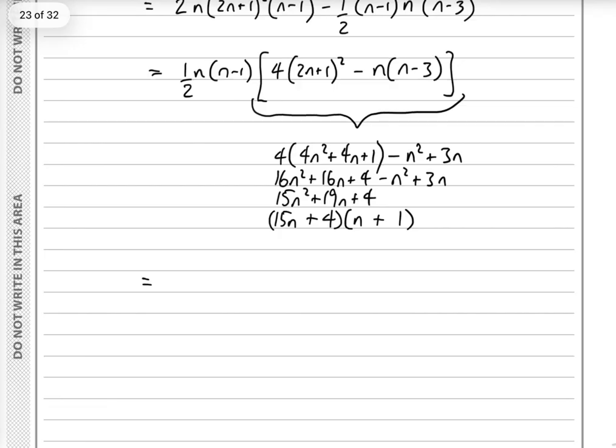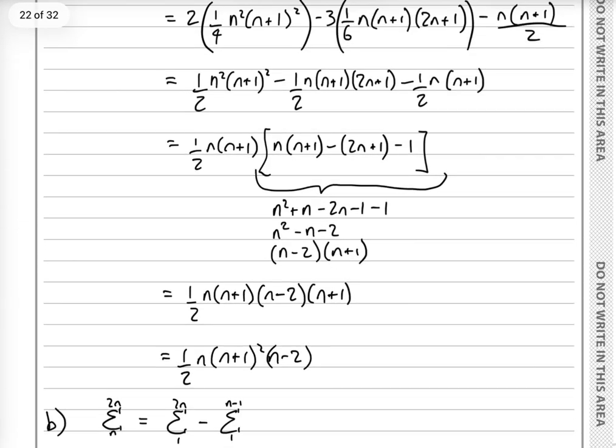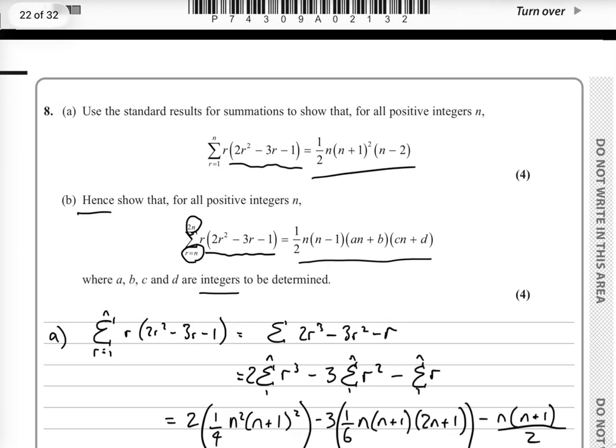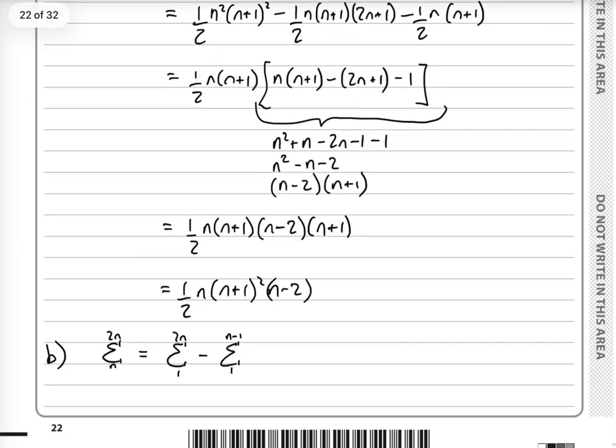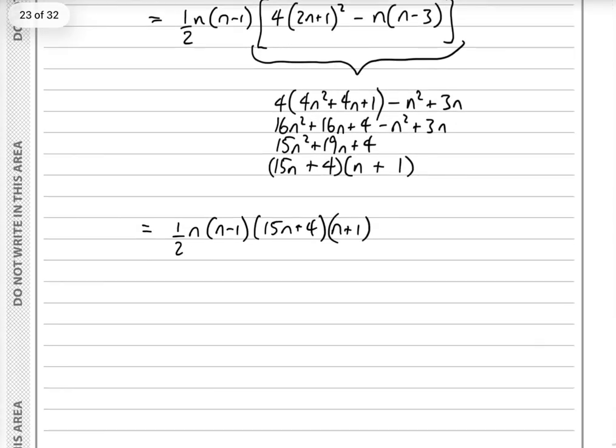So that big expression is still there, and then the square brackets becomes 15n plus 4, n plus 1. And I won't bother writing a equals b equals etc. But that works. We've got a half n minus 1 and then 2 other brackets. Yes. Moving on to question number 9.